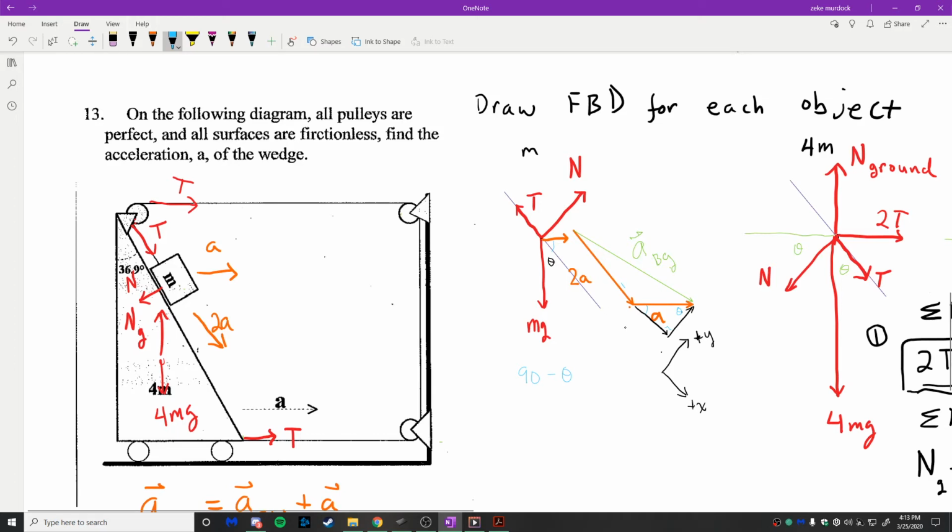Okay, now I'm going to erase that extra line I drew on the diagram because I don't really want that to be there. It's not a force. We don't want the accelerations on this diagram. They need to be separate.